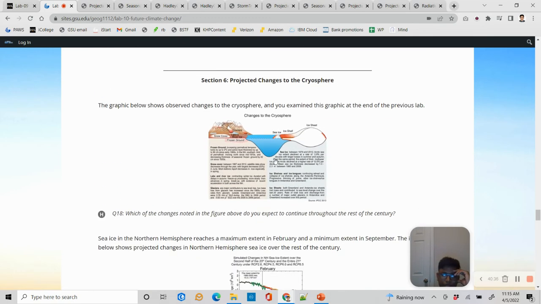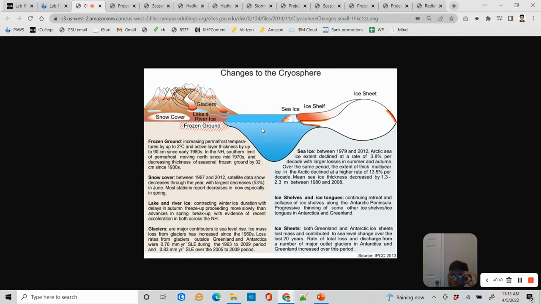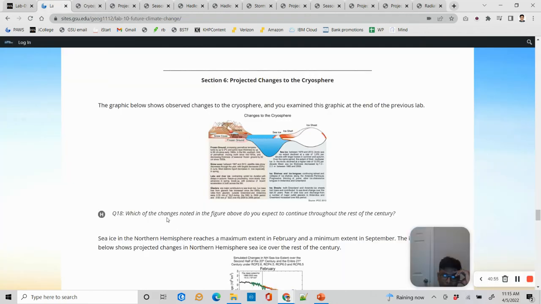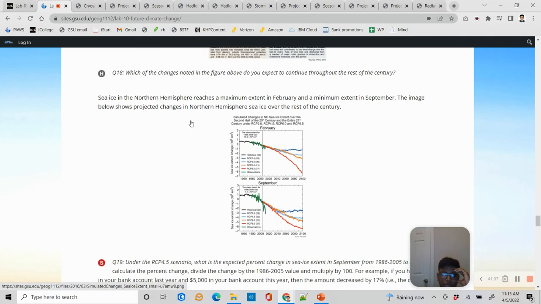So projected changes to the cryosphere. This is the cryosphere. This is the same thing that you studied probably in lab 9, I guess. I forgot what lab you studied that in, but this is where you already studied it. So just go through the description again and see which of the changes noted in the figure you would expect to continue throughout the rest of the century. From among the descriptions, which one do you think will continue again and again in the future? So this is the sea ice in the northern hemisphere reaching some extent.